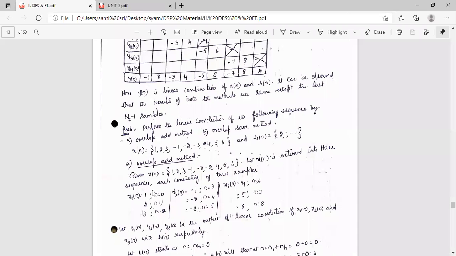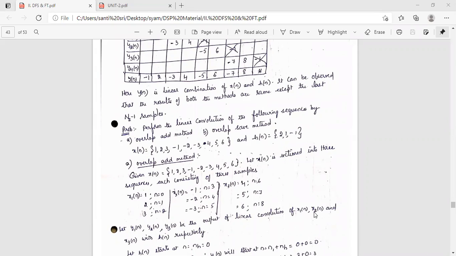Okay, so 1, 2, 3, minus 1, minus 2, minus 3. Okay, and x3 of n is 4, 5, 6. Like this, it can be divided into 3 sections, right?